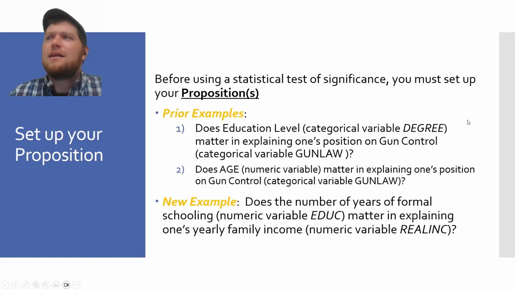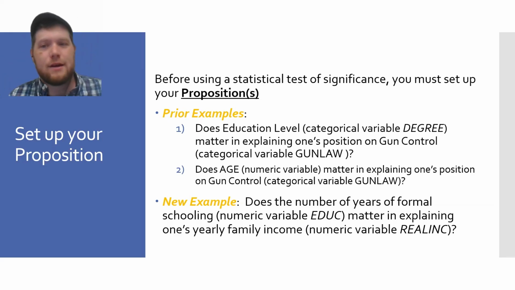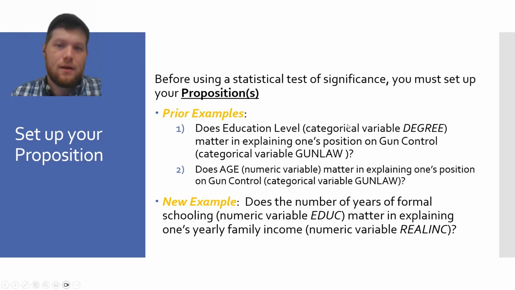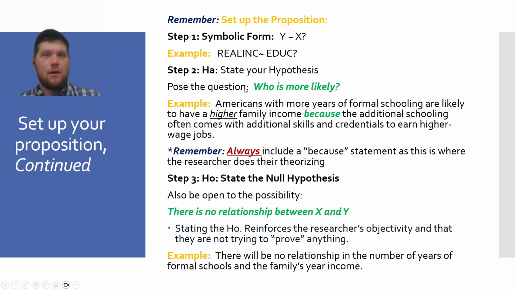As always, we want to take a set time to do our setup, take our assessment, and set up our proposition. So prior examples were: does education level matter in obtaining one's position on gun control, or does age matter? Now we're going to look at: does the number of years of formal schooling matter in explaining one's yearly family income? Both are numerical variables. We'll do similar things with small changes. Symbolic form, setting up the propositions: real inc, is it related to number of years of education?